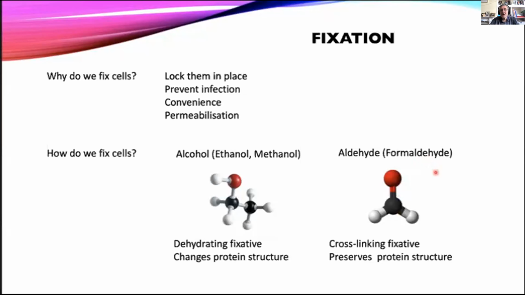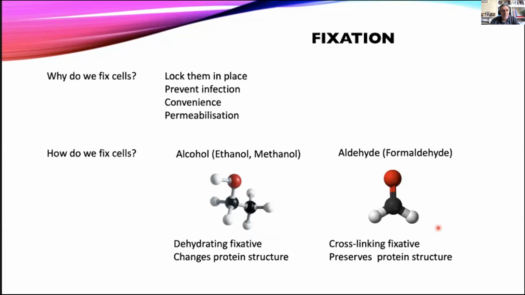And formaldehyde is a cross-linking fixative, so it locks the structure of proteins in place. So that means that our PE fluorescence or a GFP fluorescence is still likely to stay in place. Word of warning with fixatives is that they all increase the autofluorescence of our cells as well. So that may be something that we need to think about in our sample preparation.